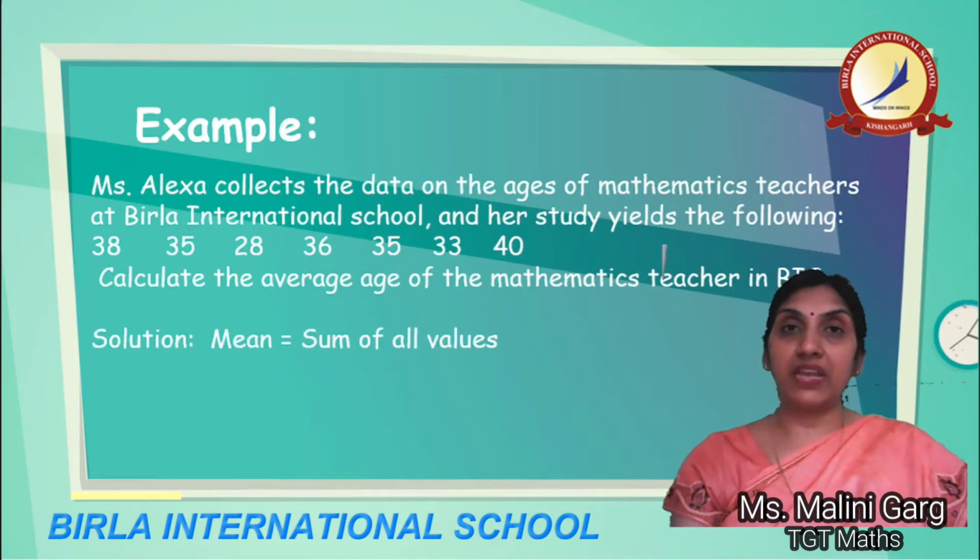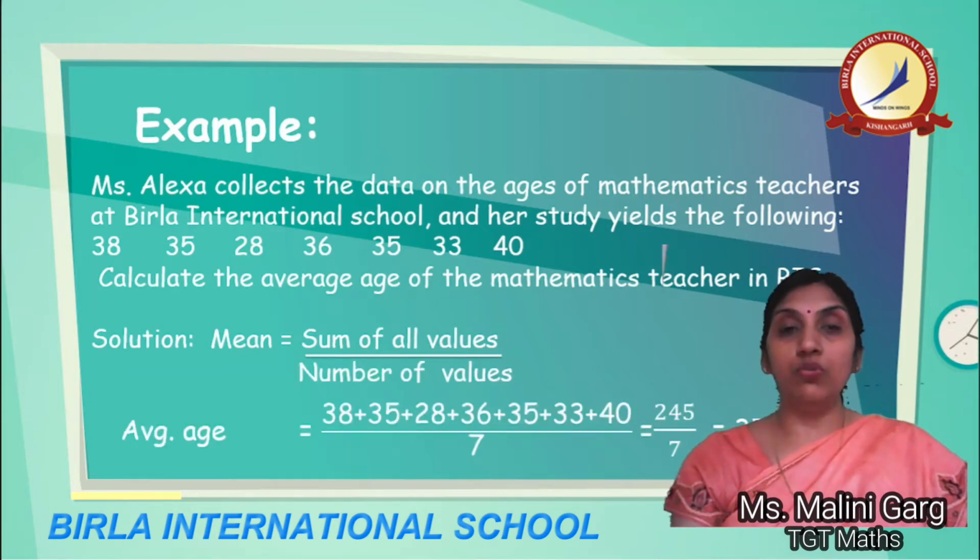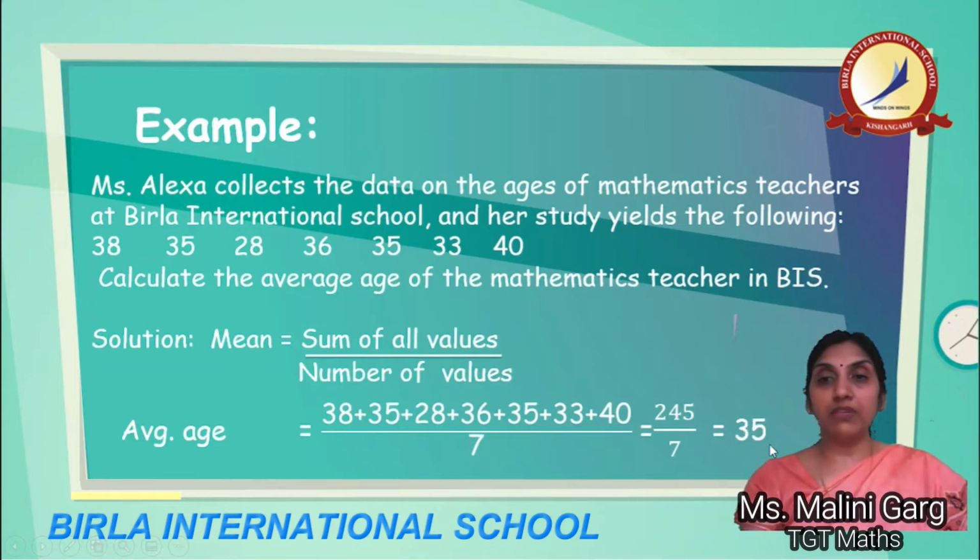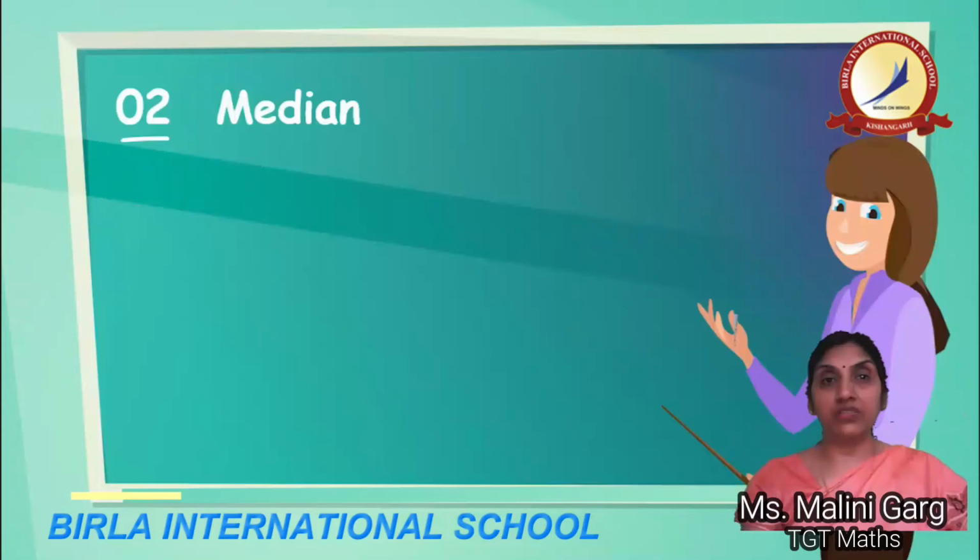So mean is defined as the sum of all observations divided by the number of observations, which will be equal to the sum of all the values, 38 plus 35, 28 and so on, divided by the number of observations, where it is 7 observations. Hence, the mean for the given data is 35 years. Hence, the average age of a mathematics teacher is 35 years.